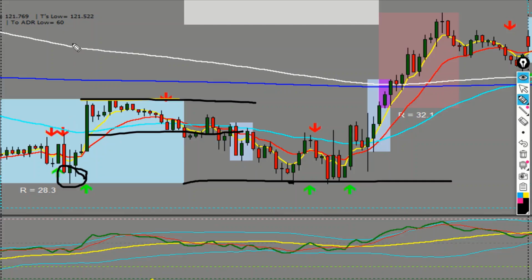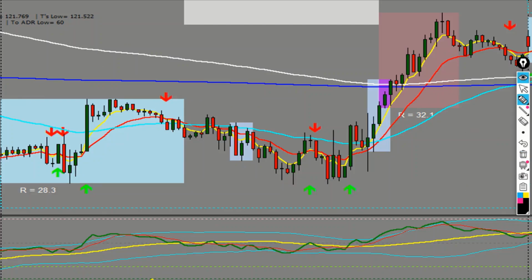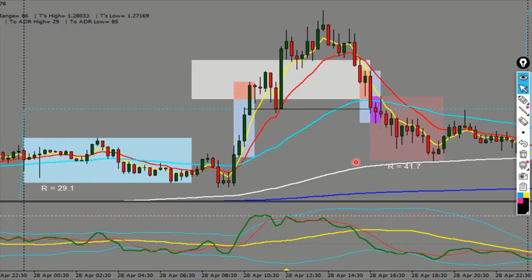So sometimes the Asian range will need to be greater than what? Greater than 50. The Asian range, this one, will need to be greater than 50. It will be good. Sometimes it will be 28 like this, sometimes it will be 12. You only need to train yourself to see what these things will look like. Okay, this is another type 2.